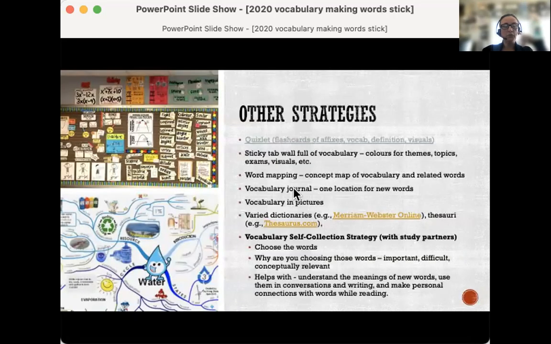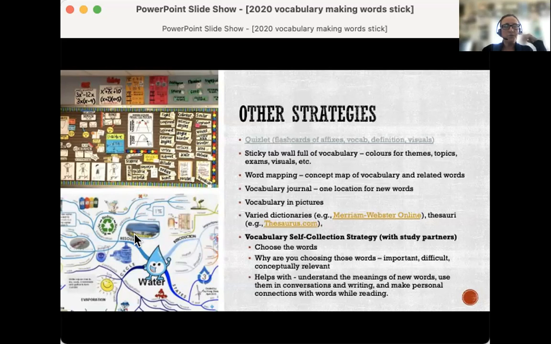And then if you're really trying to drill down into some words that are trickier, you might have a journal. It might be something online, some kind of document that you add things to, or something on your phone, or a physical paper journal that you just add words into as you go.